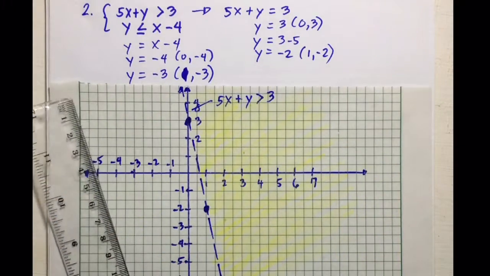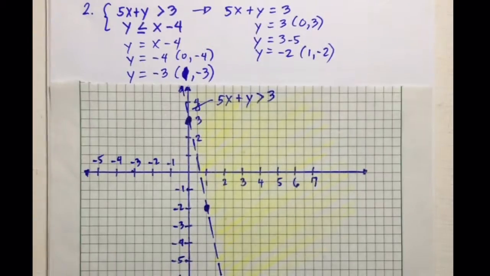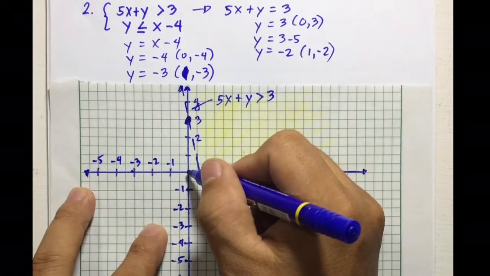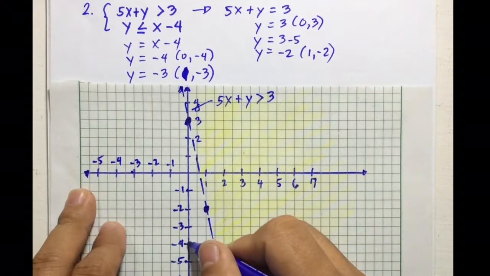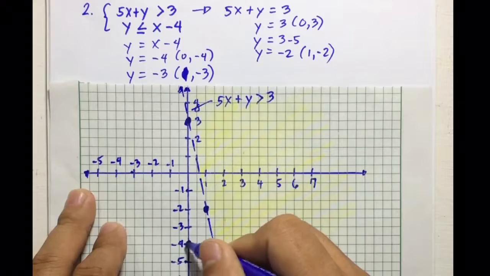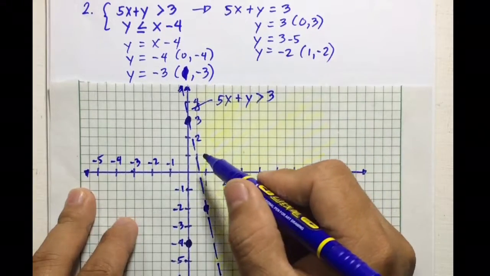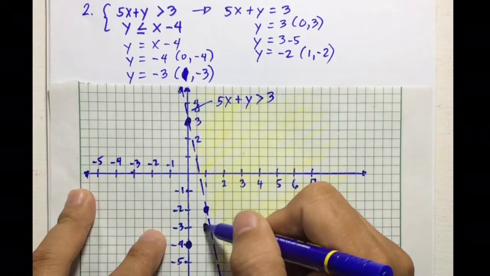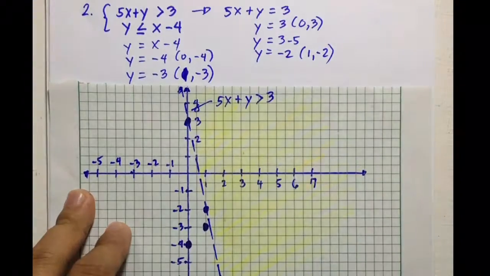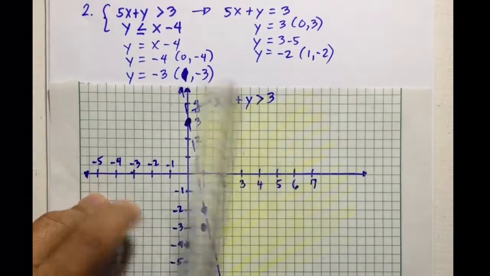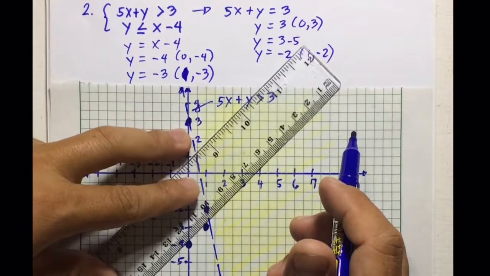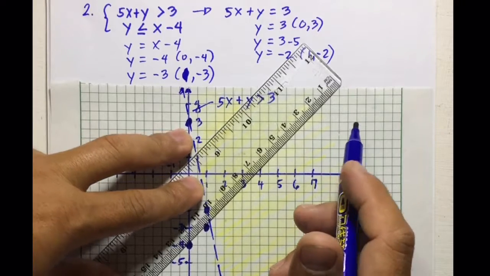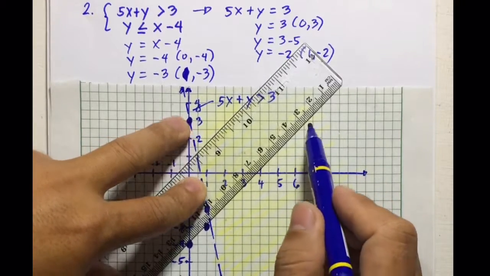Now for the second inequality, y is less than or equal to x minus 4. The first point is (0, -4). And the second point is (1, -3). So this is less than or equal to, so we're going to have a solid line. Solid line means that all of the points found on the line are part of the solution.